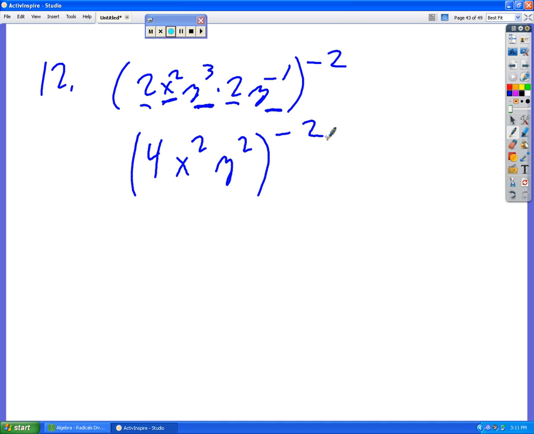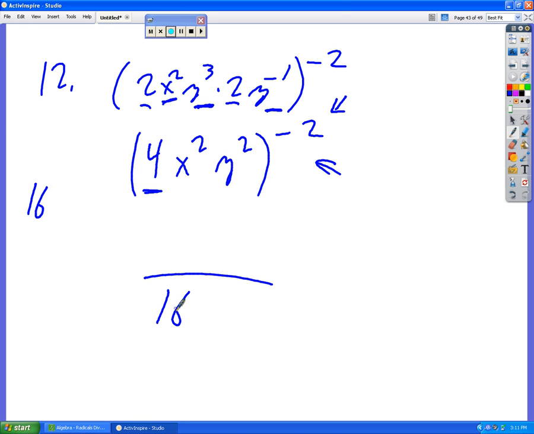Okay, now everything inside has to go to the 2nd power. I have the 4 raised to the 2nd power. Well, 4 to the 2nd power is 16, but it's a -2. That means you have to flip it to the bottom. You have to flip it. So since the 4 starts on top, the 16 has to go on the bottom. So that's where that goes.